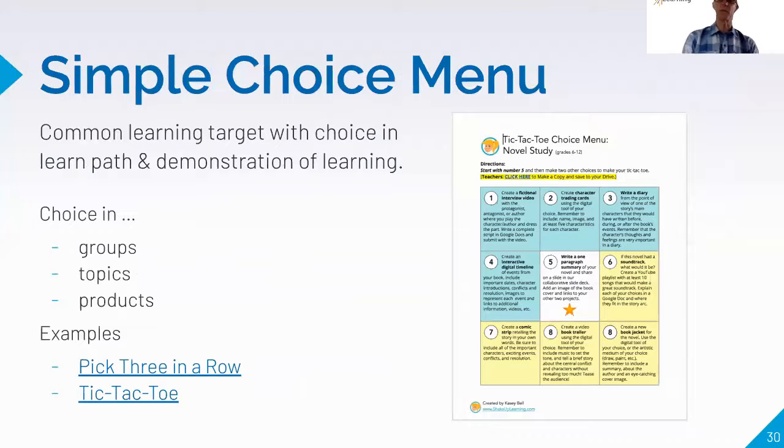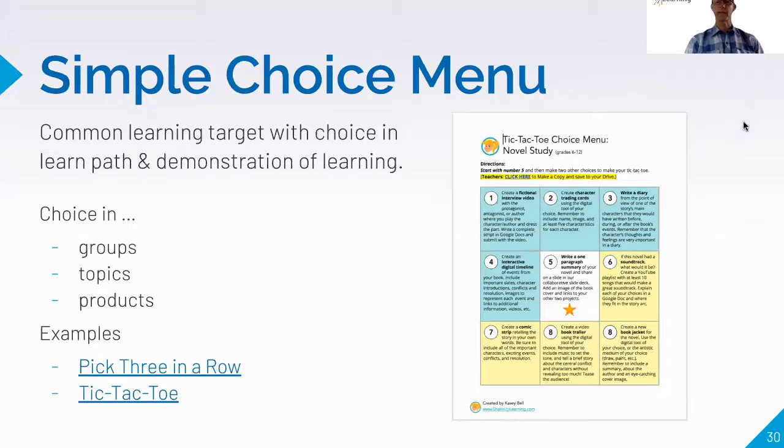A simple choice menu is more like this tic-tac-toe board that's on the screen right now. So you have a common learning target with choice in learning path and demonstration of learning. So we're all going to learn this skill or this standard, okay? But how you get there is being determined by you. So you're giving them some choice in groups, topics, products that they create, okay? So this tic-tac-toe board, again, there's a couple links down here. This is where it's great to go back through the slide deck and get some examples.